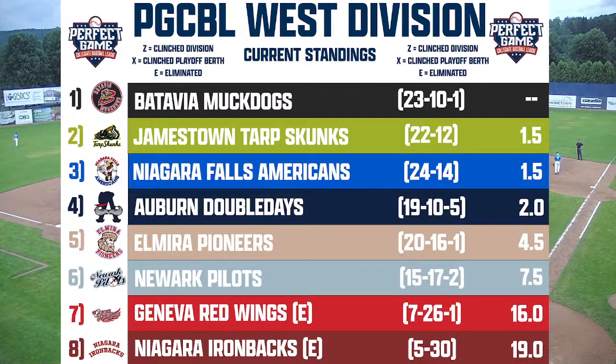Double A's at 19-10-5 in fourth place. Pioneers right behind them. Those 2 teams facing off again tonight. Elmira, a chance to climb back closer to the playoff picture. Pilots at 15-17-2. The final team looking in with the Red Wings and Ironbacks mathematically eliminated.